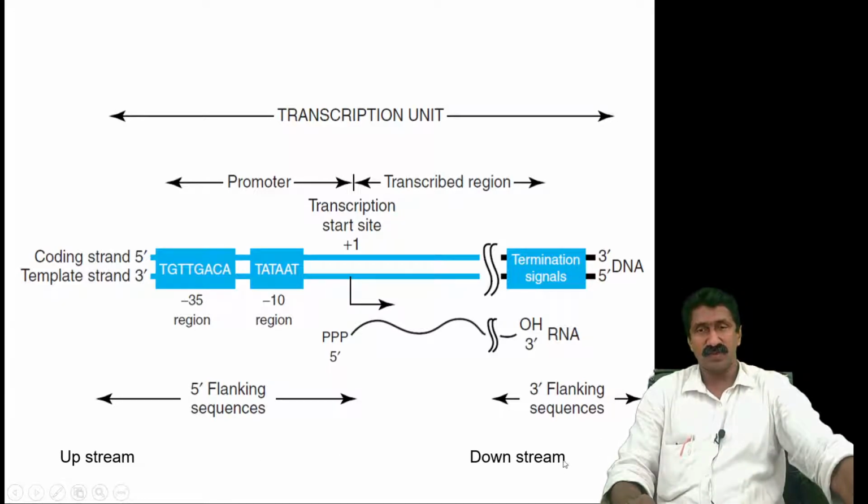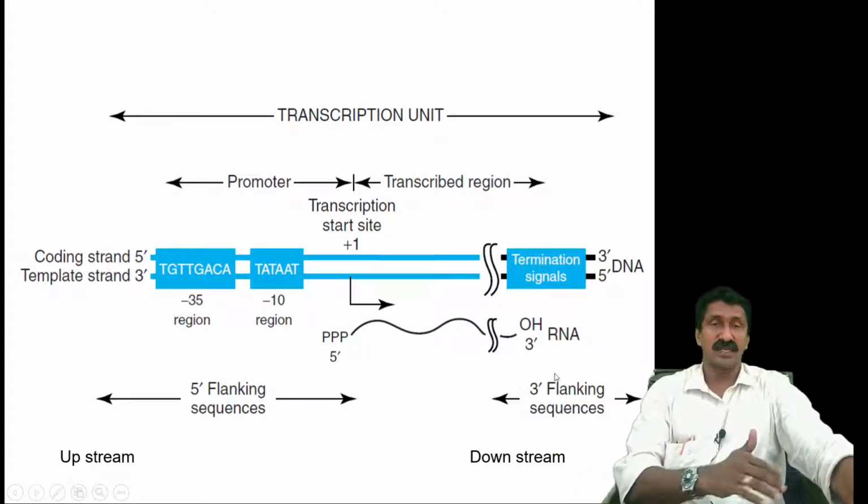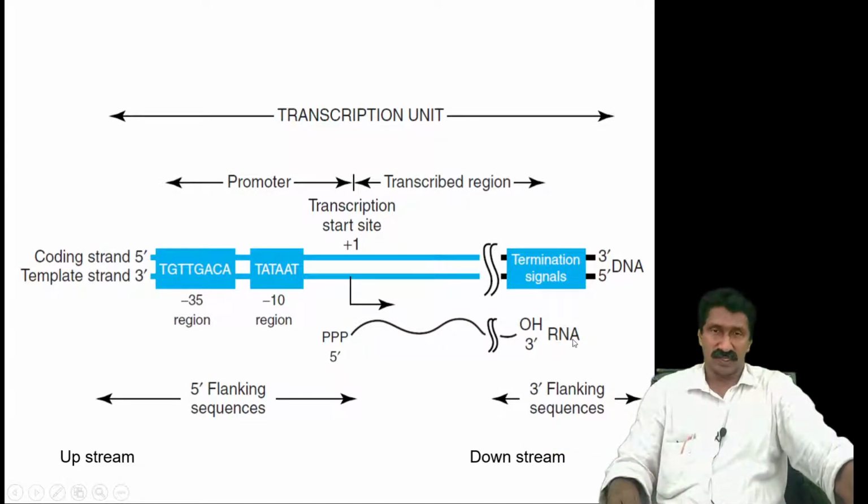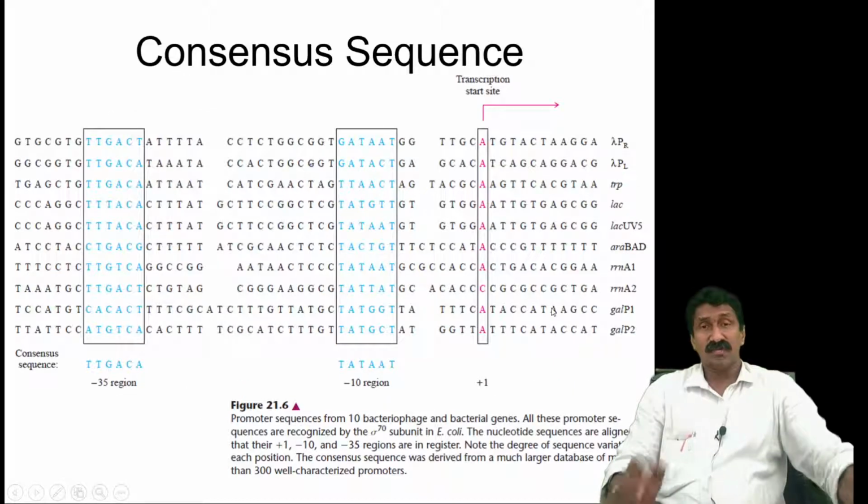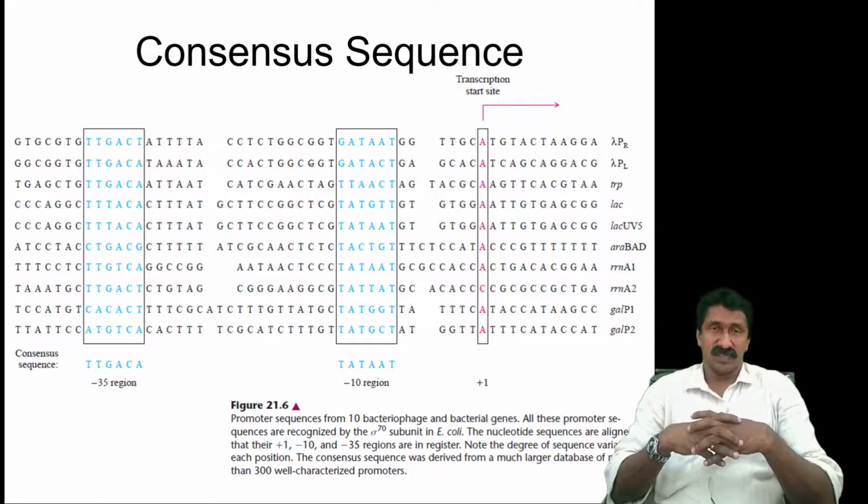So the terms upstream and downstream should be identified. Upstream is towards the 5' end of the mRNA, whereas downstream is towards the 3' end of the mRNA. So the term consensus sequences, what does it mean?